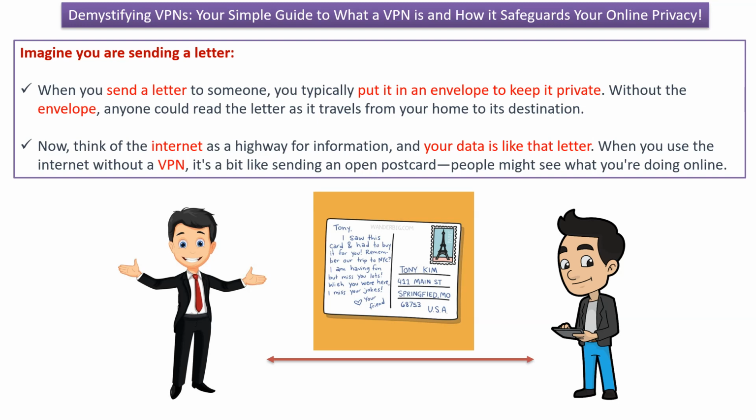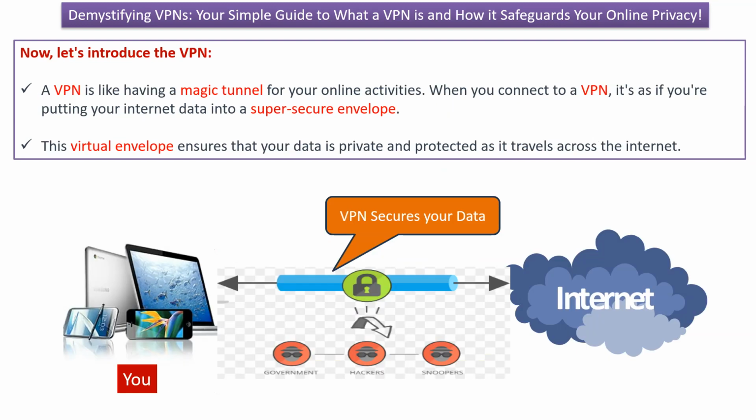Now think of the internet as a highway for information, and your data is like that particular letter. When you use the internet without VPN, it is a bit like sending an open postcard. So people might see what you are doing online. Now let us introduce the VPN. A VPN is like having a magical tunnel for your online activities.